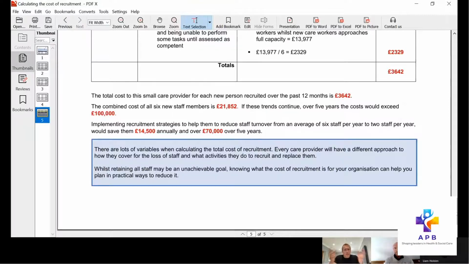So again, fascinating indications around the cost. It's going to be different for every organization. I've spoken to some organizations that think it costs them slightly less than this, talking about £2,500 to £3,000 per person, and some that think it costs them up to about £5,000 per person.